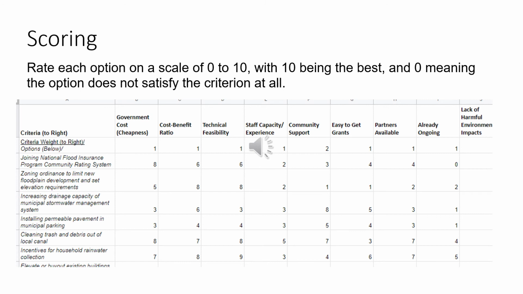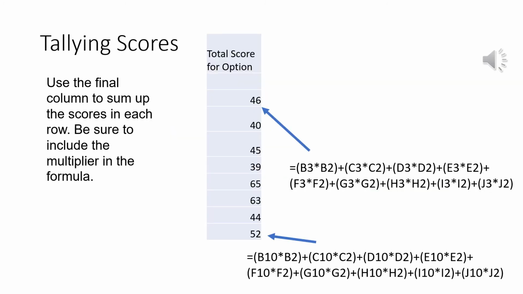At this point, let's imagine that our planning committee has gone through every option and assigned a score for each criterion. I have a table that looks like this. Now I need to figure out how to tally everything up and come up with one score for each option. The spreadsheet that you can access for this video already has a formula in each cell for the final column.